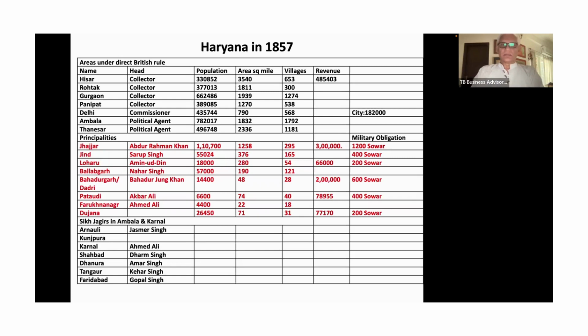Jhajjar Riyasat in 1857 Haryana was one of the 10 Riyasats. However, it was the biggest one of its time, spread over an area of 1258 square kilometers. It was home to more than 1 lakh population, which lived in two major towns and 295 villages.